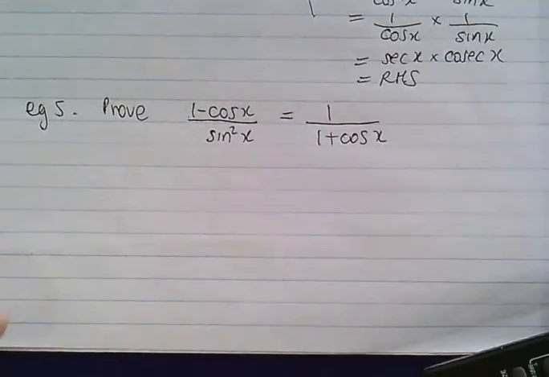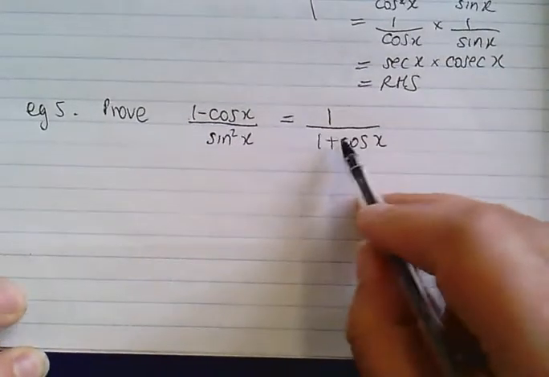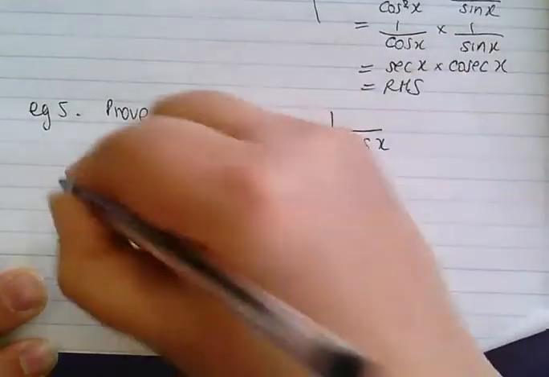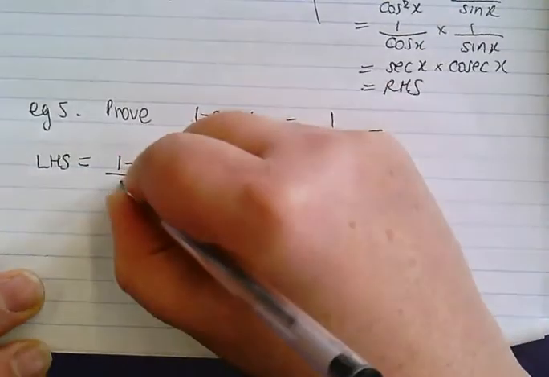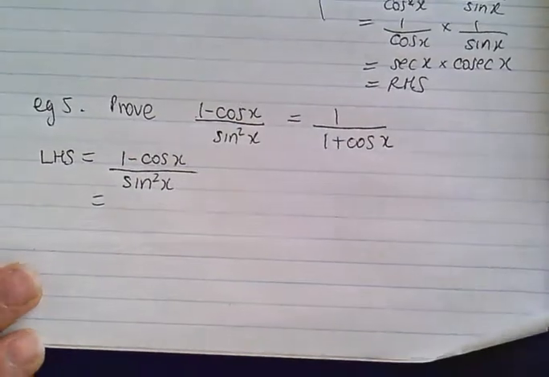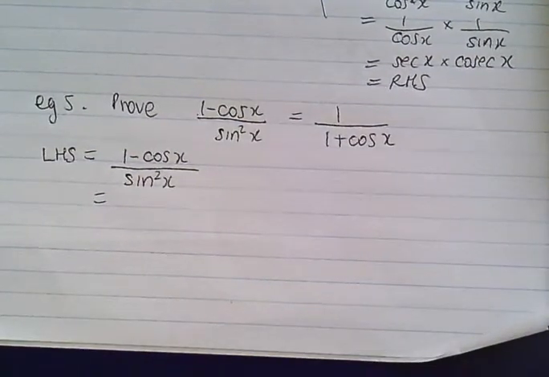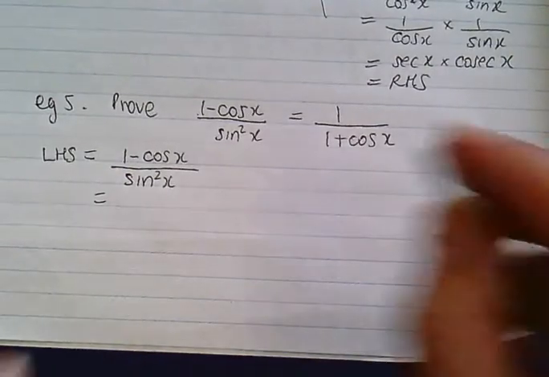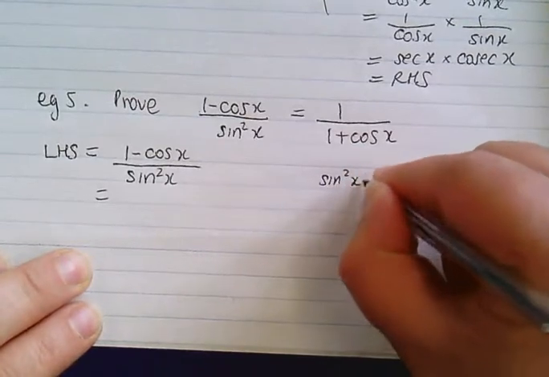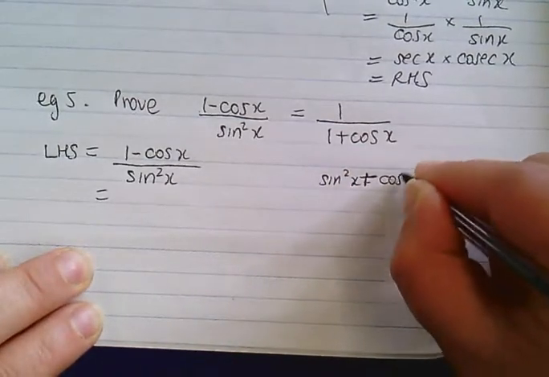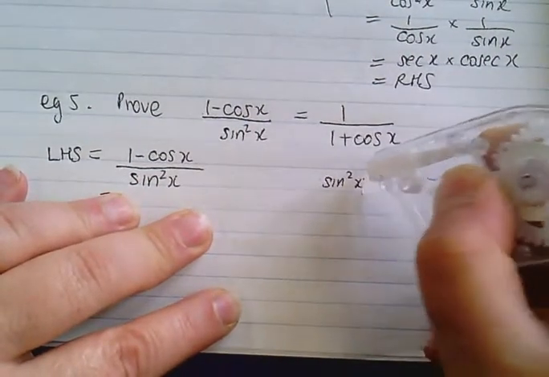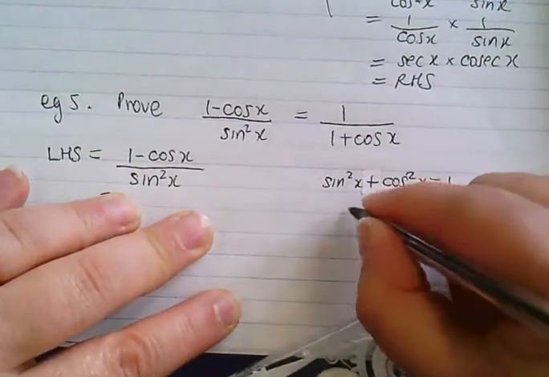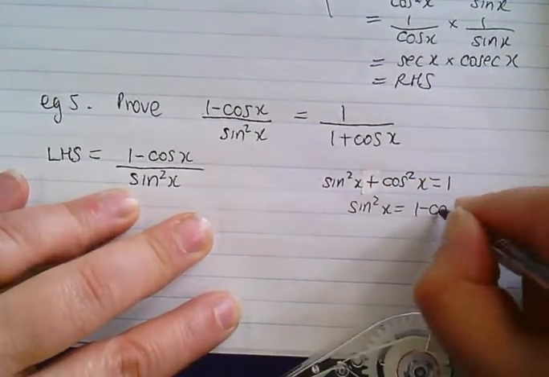1 minus cos x over sine squared x equals 1 over 1 plus cos x. Now we're going to start with our left-hand side, which is 1 minus cos x over sine squared x. Now, looking at the sine squared x, that's from the Pythagorean identity of sine squared x plus cos squared x is 1. So just over here I'm going to write, I know that sine squared x plus cos squared x equals 1. That's a plus, right? So can I come up with an expression for sine squared x? Yeah, so sine squared x is 1 minus cos squared x.